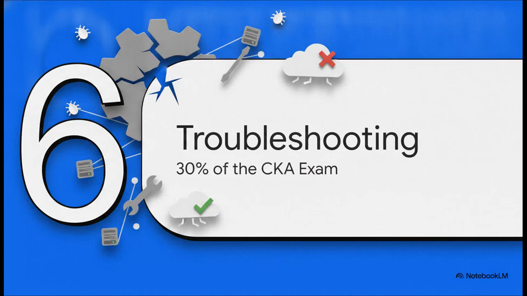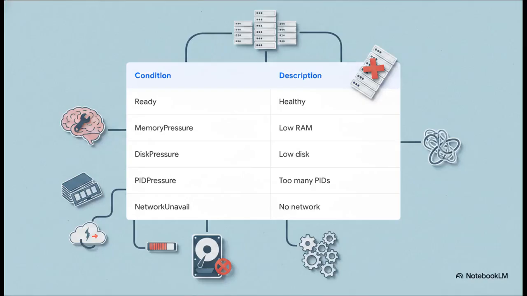Section 6, Troubleshooting for the exam. And this brings us to the largest and honestly arguably the most critical domain of the CKA exam, troubleshooting. When a node goes down or hits a not-ready state during your exam, you literally don't have time to just guess what went wrong. You need to instantly check the specific node conditions.